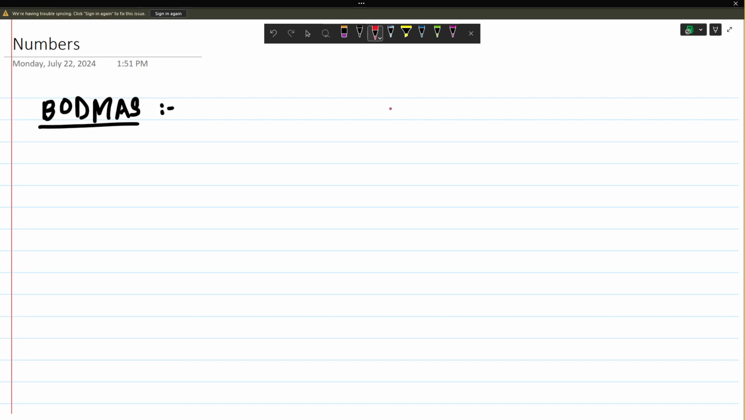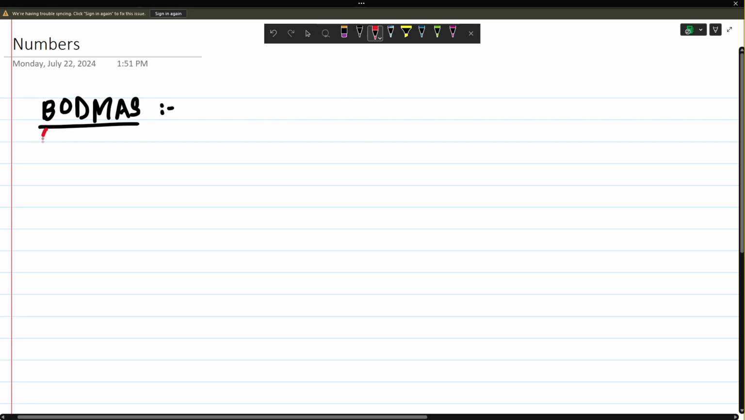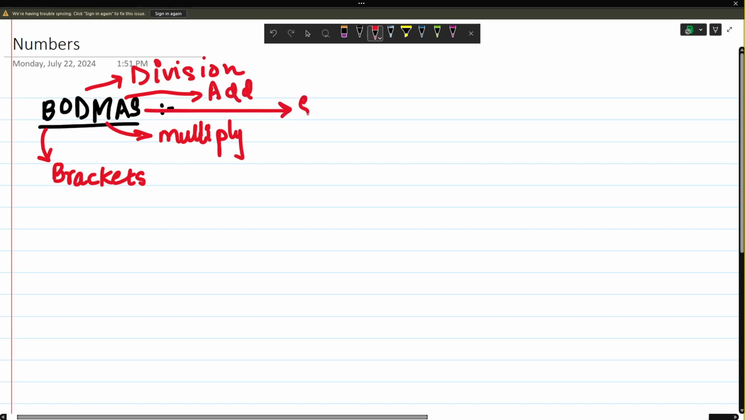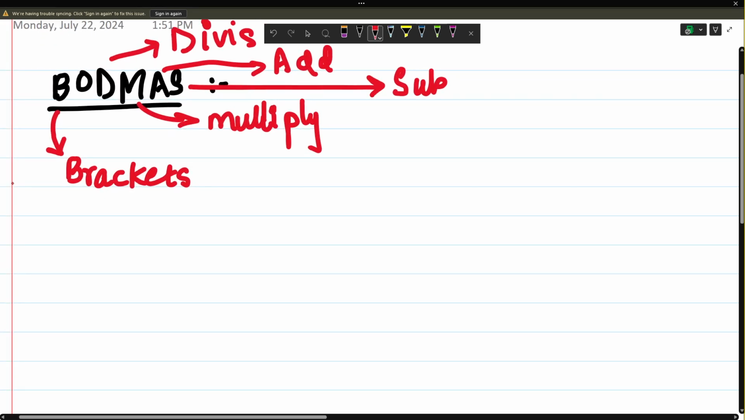सबसे simple, yes, B is for brackets. Yes, exactly. B is for bracket, D is for division, M is for multiplication, right? A is for addition, and S is for subtraction. ठीक है? So this is the whole summary of BODMAS, which is pretty simple. आप लोग पहले करते आए होंगे.